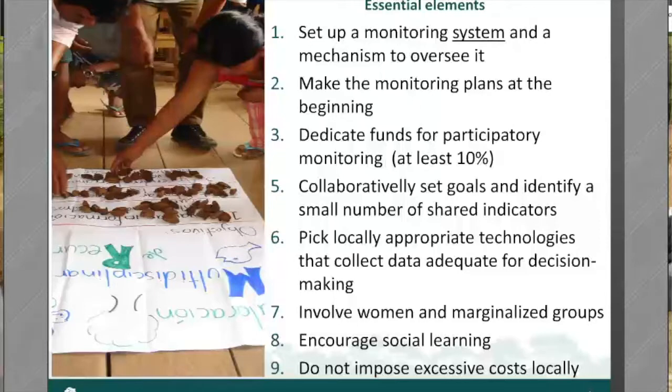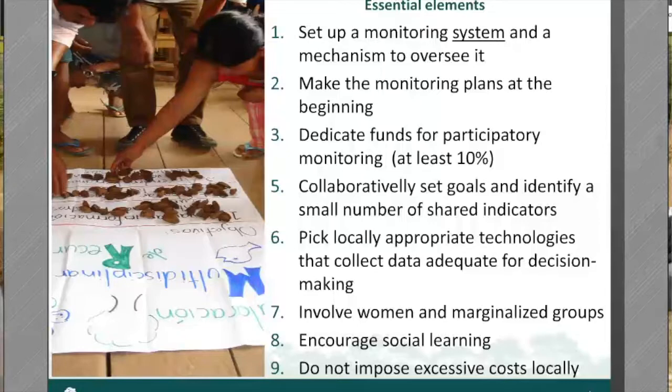So here you have a list of what we call essential elements for a participatory monitoring system or approach to function, or at least to include, to have the building blocks that we think are necessary. It is important to be mindful that a monitoring system involves participation. So when we talk again about participatory monitoring, it's not only local, it's the participation of global, national, and local stakeholders. So that's a challenge.